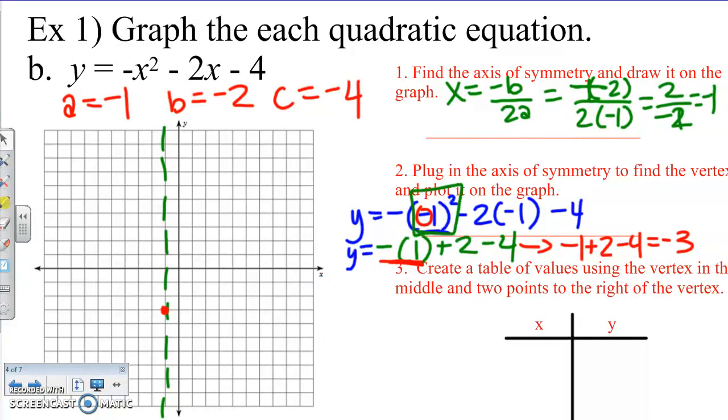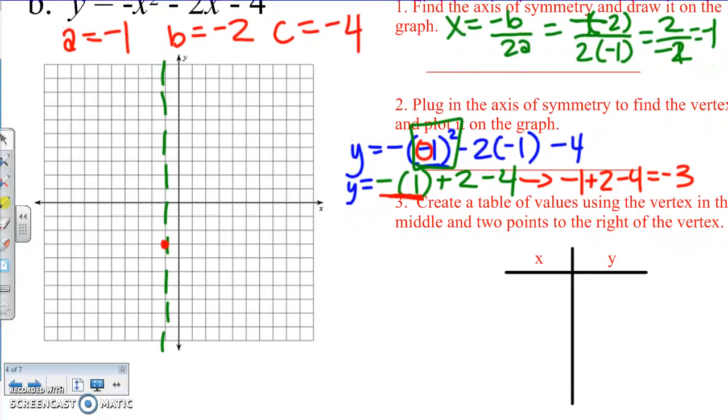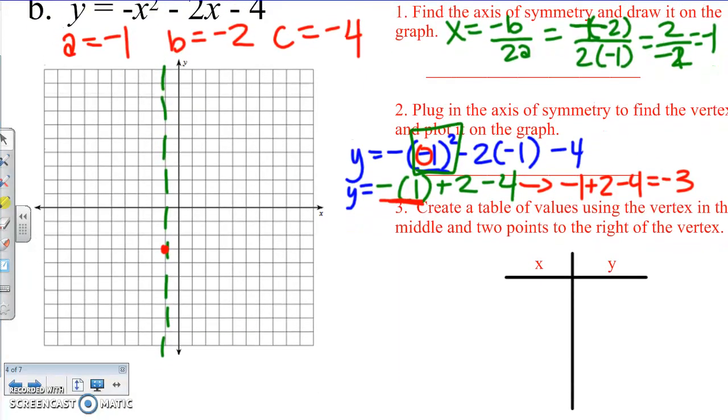And then I am going to pick 2 points to the right or to the left. They both have to be on the same side. You can't pick one to the right and one to the left. So I'm going to pick 0, I'm going to pick 1. I'm going to plug those into my equations. I like doing 0 if I can.